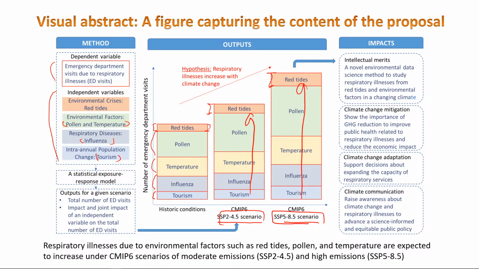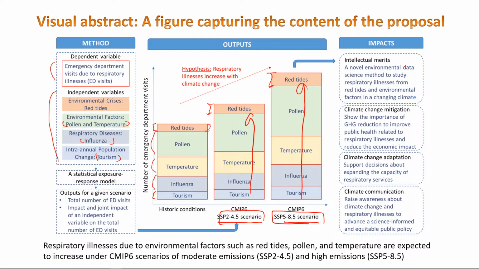So now, before the reader reads my proposal, I want to tell them why this is important. So the intellectual merit, why this is important: this is a novel environmental data science method. When you bring all these components together, you're able to estimate the contribution of each and the joint contribution.